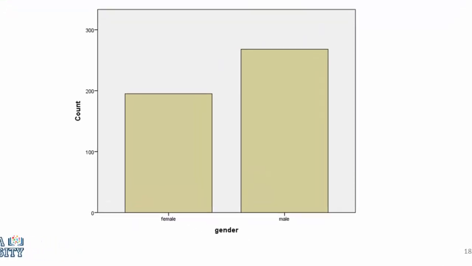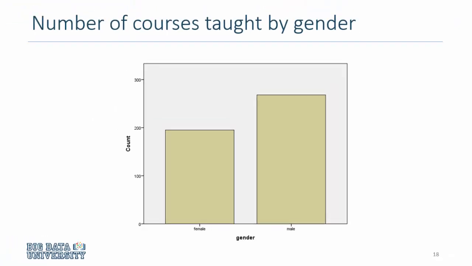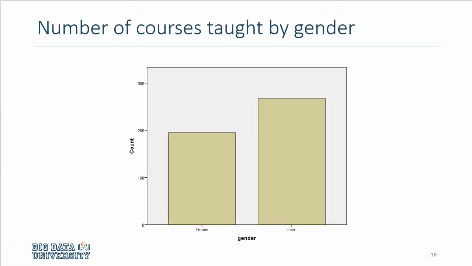Notice here that the information is rather complete from a statistical point of view, that we know how many courses were taught by men versus women, but we do not have some critical information from this chart as it relates to communication. It serves a statistical purpose, but it doesn't serve a communication purpose. Let me illustrate this with an example.